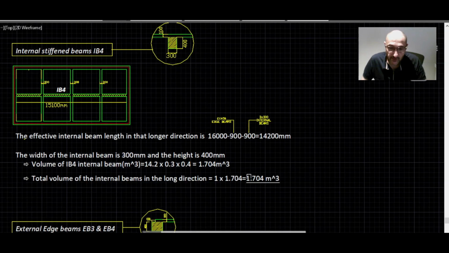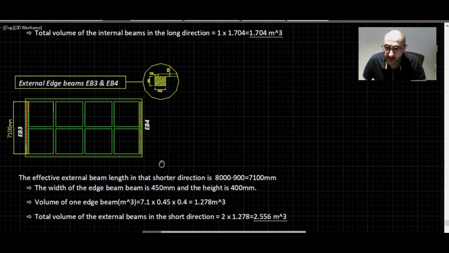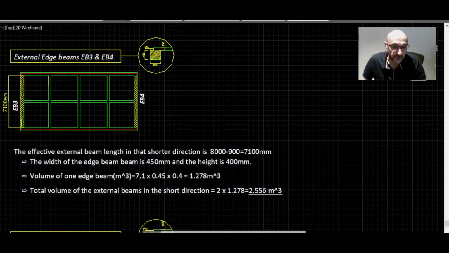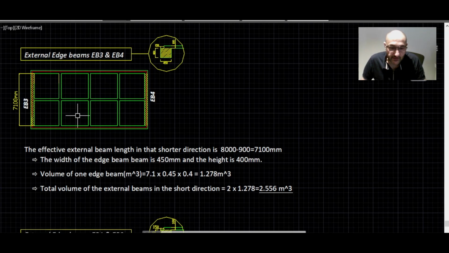Now let's start with EB3 and EB4, this hatched area here. The total length of EB3 and EB4 is 8,000, and the width of the edge beams is 450 at either end. Therefore, the effective external beam length in that shorter direction is 8,000 minus 900, and it's 7,100 millimeters. The width of the edge beam is 450, and the height is 400 millimeters.